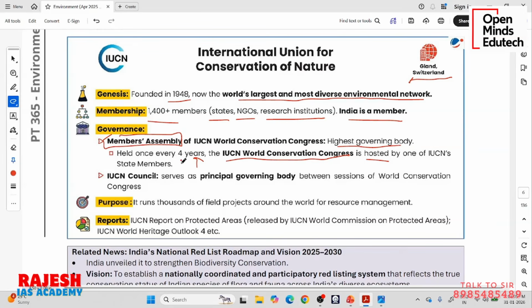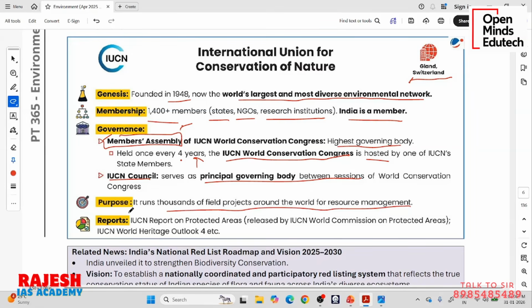And in between these 4 years, the Members Assembly will take the large decisions. They are like the Parliament of India. They will take the biggest decisions. Once they have taken the decisions, the day-to-day decisions will be taken by the IUCN Council. They are like the Council of Ministers, the Prime Minister and other ministers. The IUCN Council is the principal governing body between sessions. And its purpose is that they run thousands of field projects around the world for resource management and nature conservation.